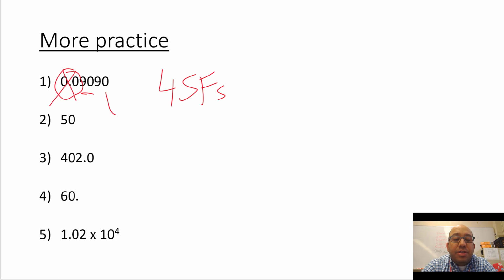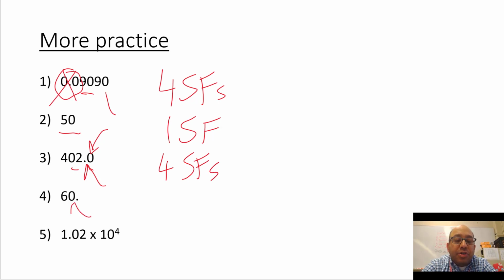The next one, number 2, there is a trailing 0, but there's no dot in the number. So this has 1 significant figure. Number 3, it has a trailing 0, but you have to count it because there's a dot in the number. And it has a captive 0, so you have to count that too. So this is 4 significant figures. You see on number 4, there's a trailing 0, and it has a dot in the number, so you have to count it. And then that means you have 2 significant figures.